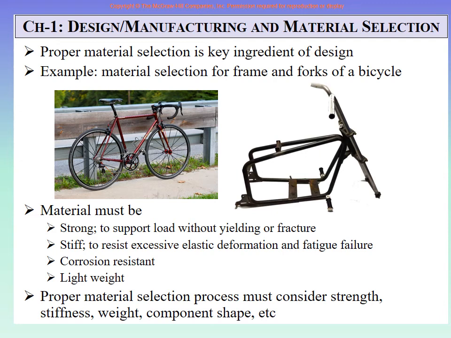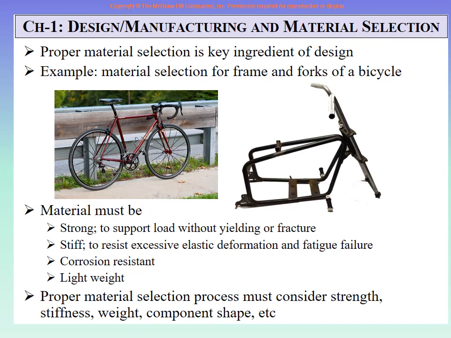Design, manufacturing and material selection. This you have already done, right? This is an example which you did in the last slides. But I am just reminding you that proper material selection is a key ingredient of design. As an example, we are taking material selection for the frame and forks of a bicycle. You see, this part, not the wheels and so on, but all this part. So you have done it earlier.